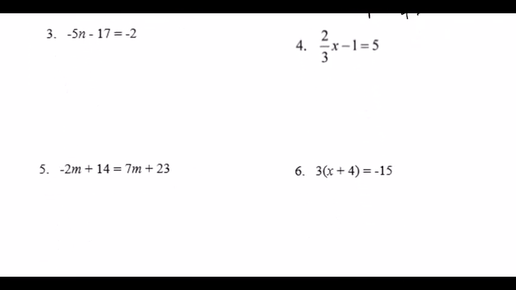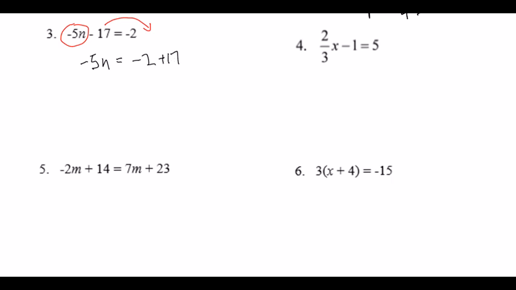So we've got negative 5n minus 17 equals negative 2. What we need to do is isolate the negative 5n, making sure it's staying on the left side of the equation. Notice I have negative 17 on the left. I don't want it there, so I have to move it to the other side. So now I have negative 5n is equal to negative 2.